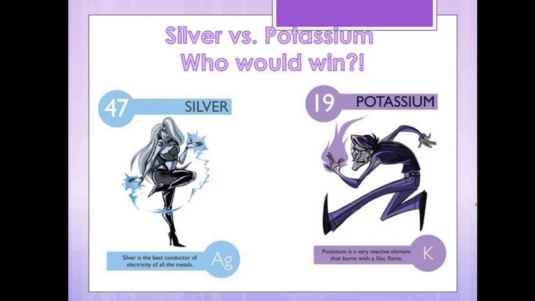It's absolutely gorgeous. They've made different characters for all the different elements and made them into kind of superhero characters, which, again, love it. So here on the left, we have got silver. Silver, the best conductor of electricity of all the metals. So why don't we use it more often? Because it's not that easily available. Potassium on the right hand side, purple potassium, my favourite element. It is very reactive and it burns with a lilac flame, lilac being a shade of purple.